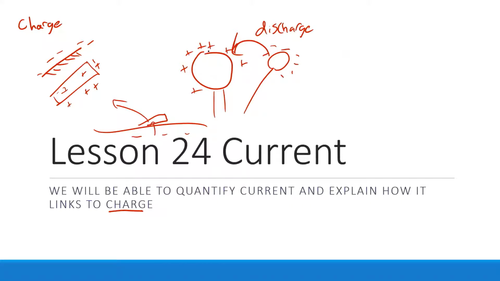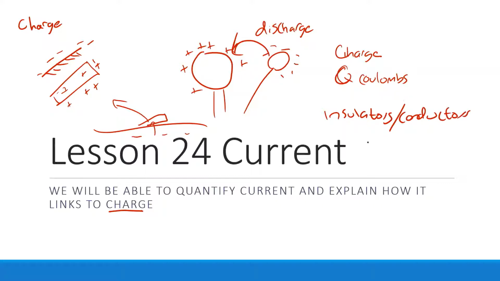Well, how can we quantify this charge? How can we talk about it? We said, well, we're going to use the charge. We're going to measure charge in coulombs, and it has the symbol Q. We said that you have a lot of coulombs, and that means you've got a large amount of charge that's moving. You've got a small amount of coulombs, you've got a small amount of charge that's moving. Then we talked about insulators and conductors. That was about it.